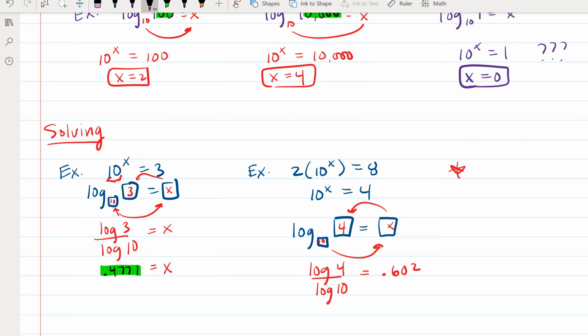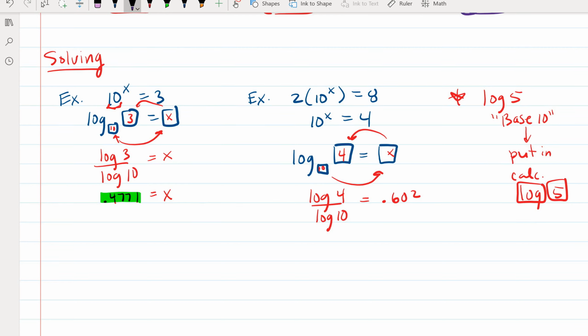Now, just remember, if you are given just a plain old log, like log of 5 or something like that, this is already in base 10. You don't have to do anything to it to put it in your calculator. So you would just put in your calculator by typing the log button and the 5 button.